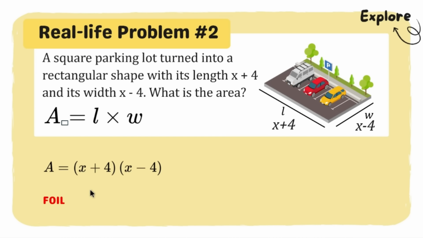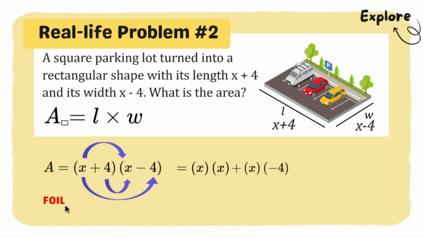This time, gagamit naman tayo ng FOIL method. So, ano yung F dito? First terms. Multiply natin yung mga first terms. So, we have x times x, x times x. Next is O, which is yung outer terms po natin. So, x times negative 4. And then, next is I, which is yung inner terms. So, 4 times x. And then yung L, which is last, so we have here 4 times negative 4.